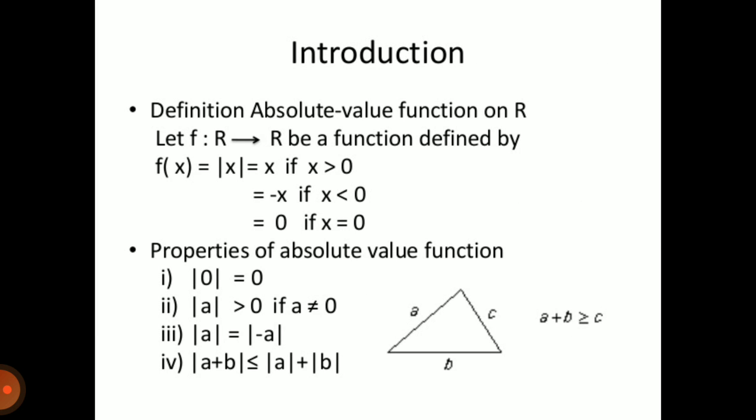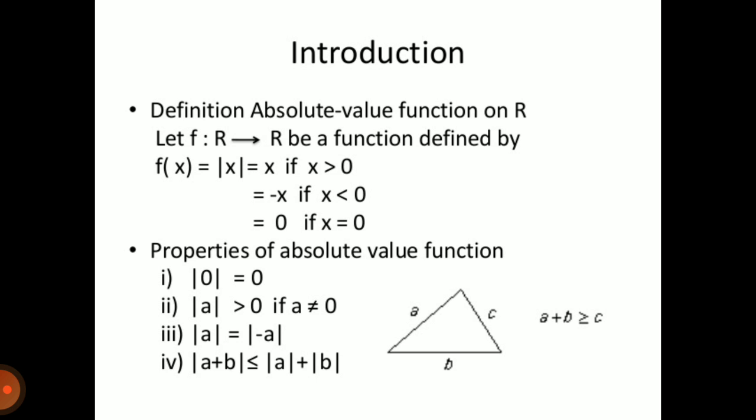Okay, so in the introduction we have to check the definition of the absolute value function on R. What is this? Let f from R to R be a function defined by f(x) = mod of x. This is called the absolute value function. Mod of x is equal to x whenever x is greater than 0, equal to minus x whenever x is less than 0, and equal to 0 whenever x is equal to 0. So mod x is defined like this.